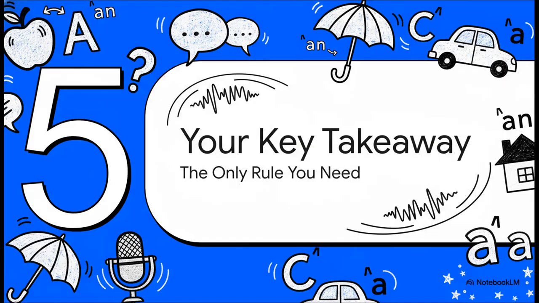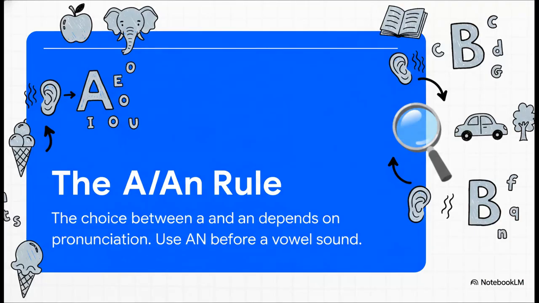So after all of that, after all the examples and quizzes, what is the one single thing you absolutely need to remember? We can actually boil this entire thing down to just one simple, powerful sentence. And this is it. This is the only rule you'll ever need. If the word starts with a vowel sound, use an. That's it. If it starts with any other sound, any consonant sound, you use a. It's simple, it's clear, and you know what? It works every single time.